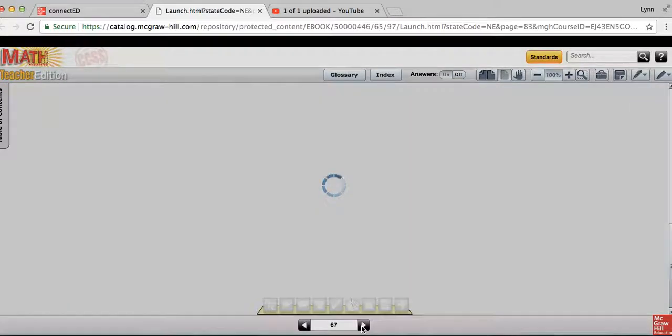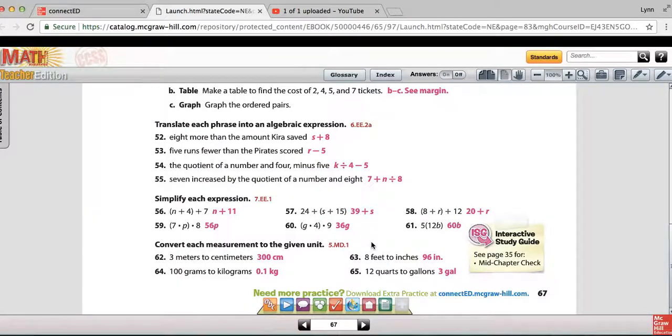Lastly, on page 67, we're going to take a look at 62, 63, 64, and 65. In the metric system, you may recall that everything is based on the number 10, and the prefixes all have values that are exponents of tens. So our base is 3 meters. Centi is the prefix for 100, so 3 meters has 300 centimeters. In the customary measurement, we have all sorts of numbers to memorize, like there are 12 inches in every foot. In this case, then, 8 feet times 12 inches in every foot is equal to 96 inches.